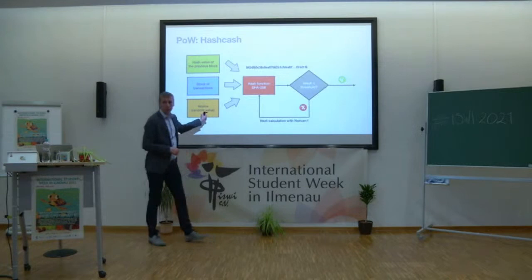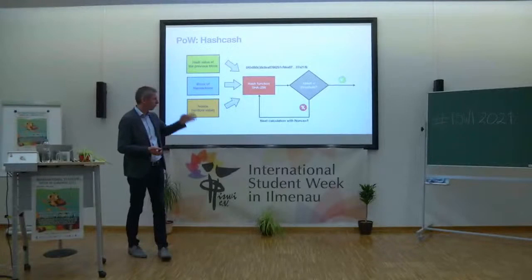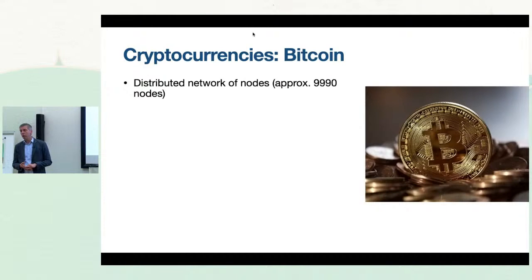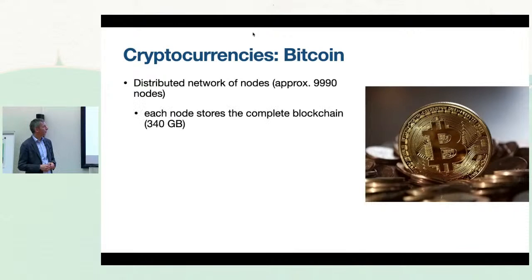So there's no way of guessing, there's no clever algorithm, you just have to do it over and over again and you get this number. Very stupid work, yeah? And that's used in Bitcoin. So this is a symbol of Bitcoin, but it's not, as I said, really the Bitcoin. Currently, it's a distributed system of network nodes, so we have approximately 10,000 nodes today. The blockchain is kind of a database, a file of more than 300 gigabytes, so you can even put it on your laptop if you want.